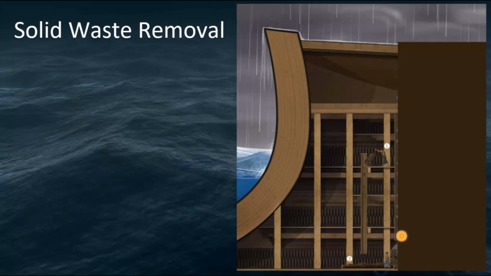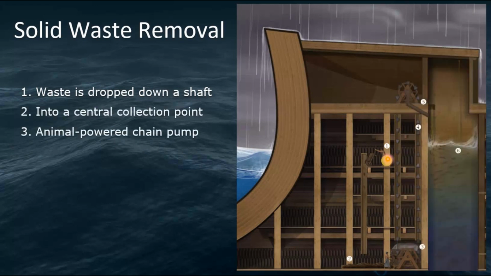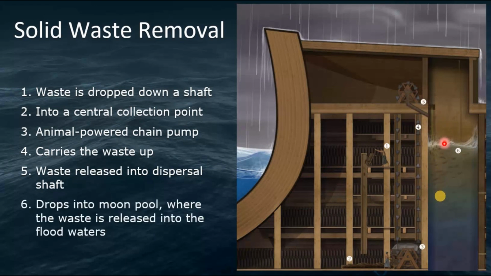So, solid waste removal. The waste is dropped down a shaft into a central collection point. You can envision that as Noah's son with a wheelbarrow dumping the waste down to the bottom where there's a central collection point here, number 2. And then the thinking was there was an animal-powered chain pump that carries the waste up to the top, and then the waste is released into this dispersal shaft here at number 5, and then drops into the moon pool.